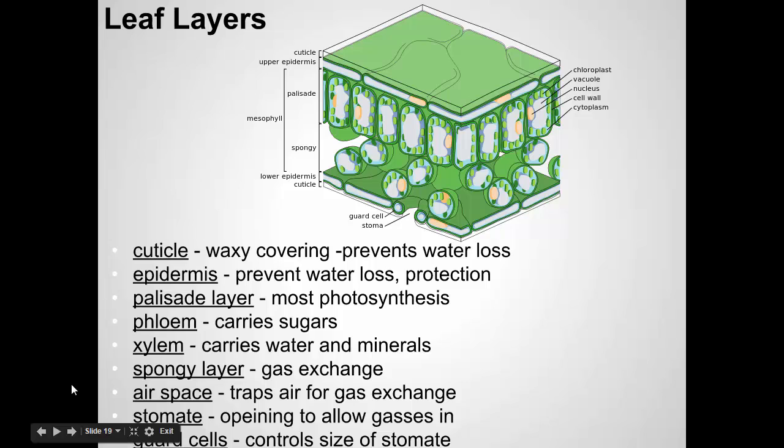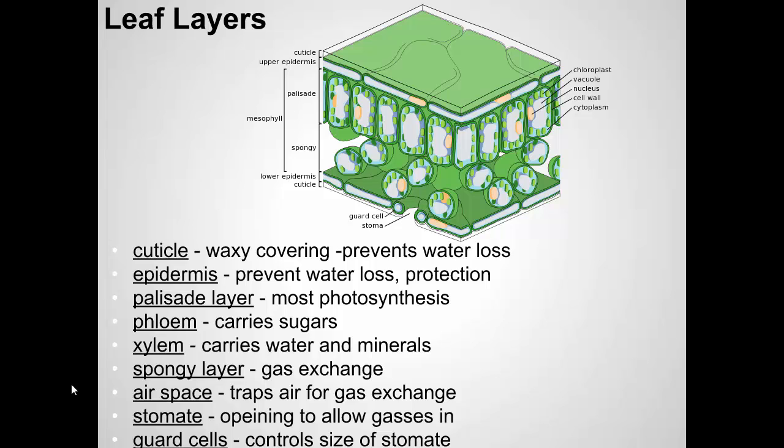So we have the cuticle, this waxy covering preventing water loss, the epidermis, the upper layer and the lower layer. The palisades layer is the layer where most photosynthesis takes place. You can see these cells of the palisades layer are packed with chloroplasts so that they can absorb sunlight, allowing photosynthesis to take place.